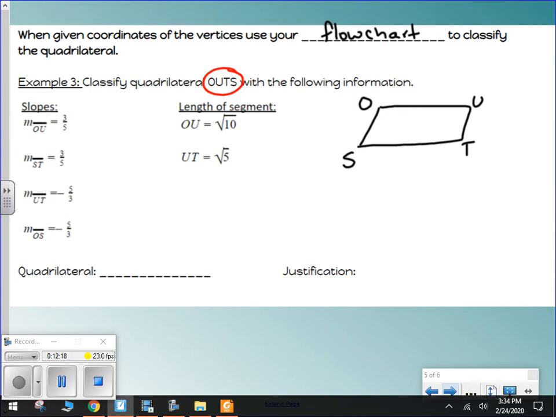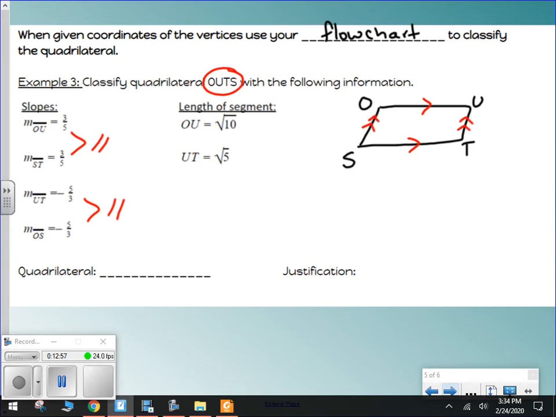So the first question on my flow chart is, do I have two pairs of opposite sides parallel? Which means I need to look for slopes being the same. So these two slopes are the same, meaning that these two sides are parallel. So OU is parallel to ST. And these two slopes are exactly the same, meaning that these are parallel. So UT and OS. So I do have two pairs of opposite sides parallel. So I'm going to say yes to that.